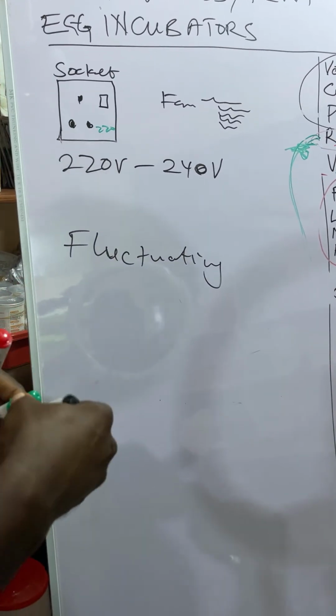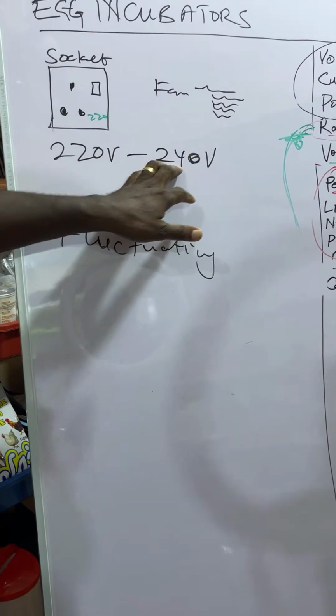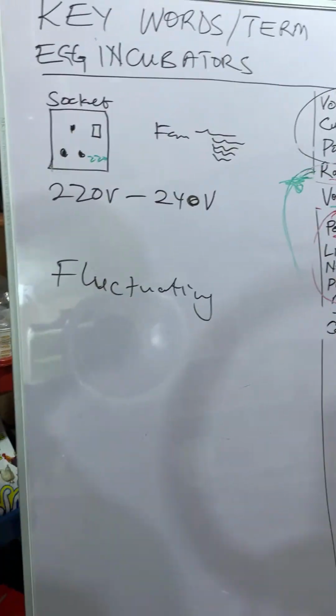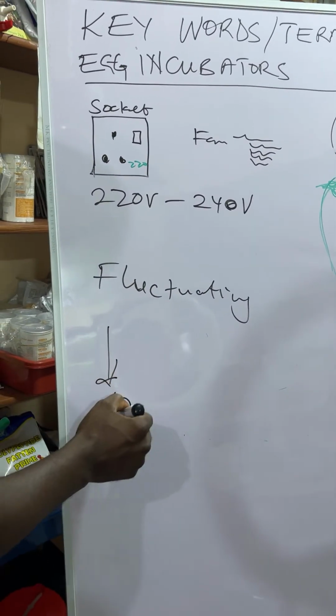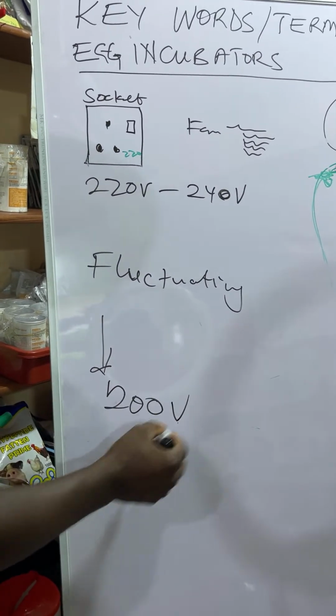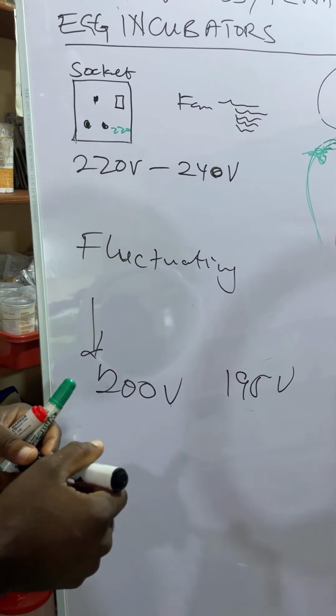Okay, so there are some areas where the voltage is not stable. It fluctuates. Some areas, the voltages drop all the way to 200 volts and even 195 volts.